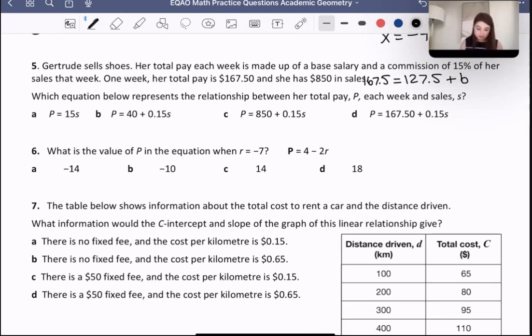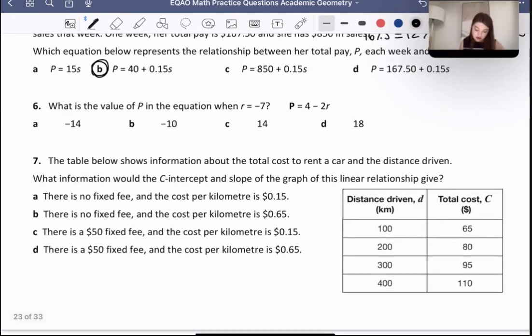So therefore, B is equal to 40. So therefore, her base pay is $40 per week, plus she gets 15% commission. So therefore, what's the overall relationship? It would be B, because B includes the 15% commission, 15 times the amount of sales she has that week, plus $40 extra, right? Plus $40 extra. Very good.